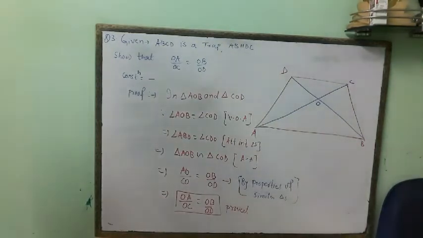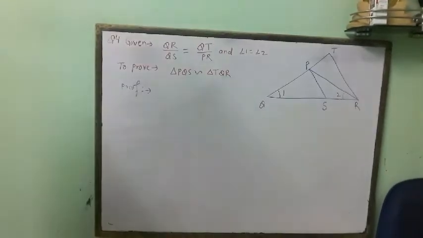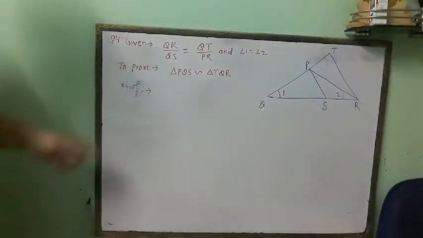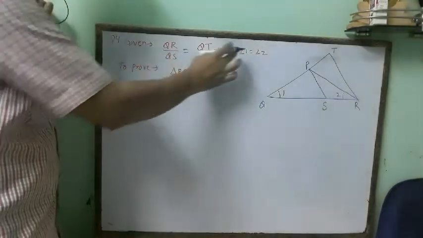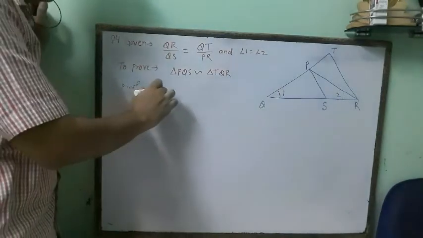This is the solution of question number 3. See students, this is the given thing. The first given thing is that QR by QS is equal to QT by PR, and the second given thing is that angle 1 is equal to angle 2. So we will use this one first, angle 1 is equal to angle 2.